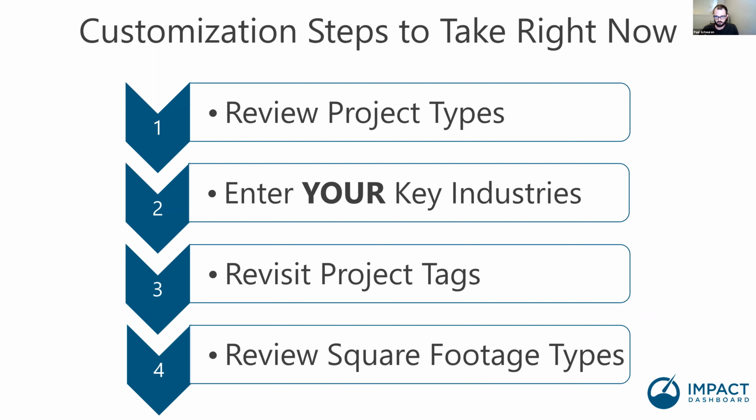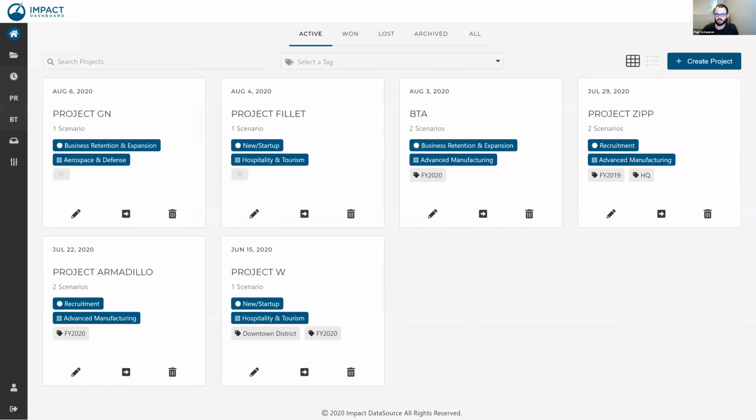And then we're going to touch on project tags again, the generic project tags, which have been around for a little while. Seeing users, we can see some folks use those tags, some folks don't, but we'll talk about why you might want to use those again. And then finally, around this whole idea of customization, we're going to talk about square footage types. First off, we're going to talk about the general tags, as well as project type and industry.